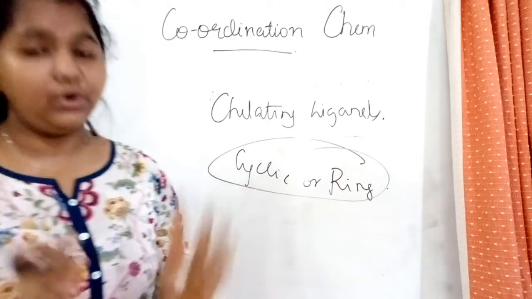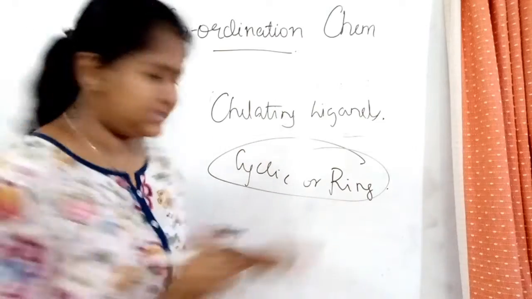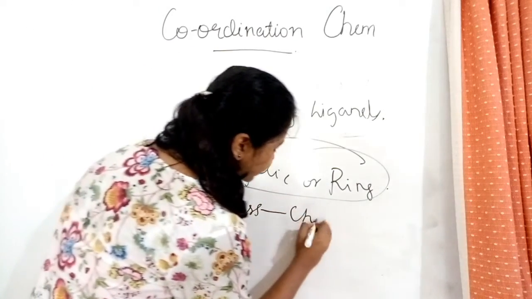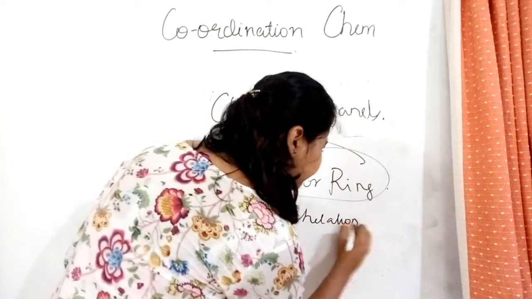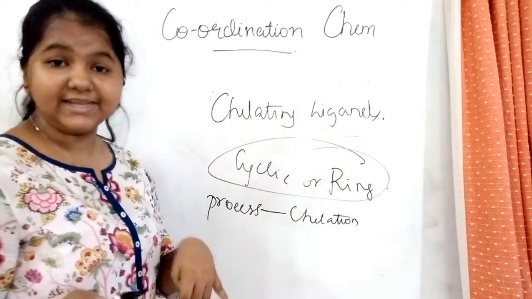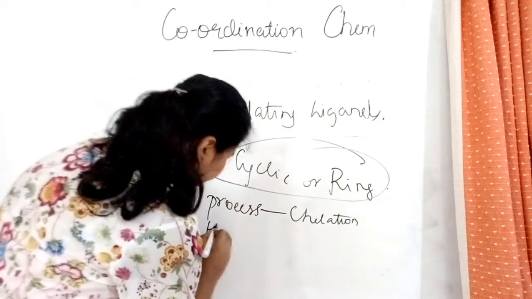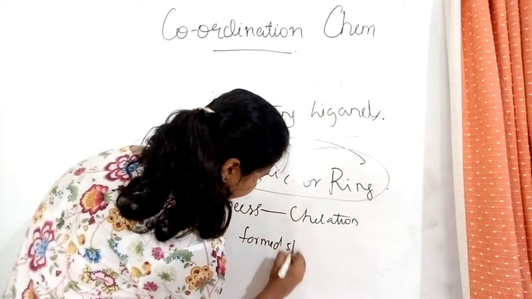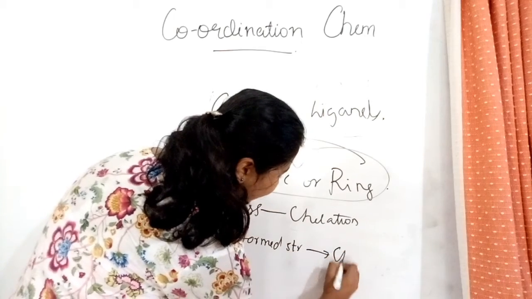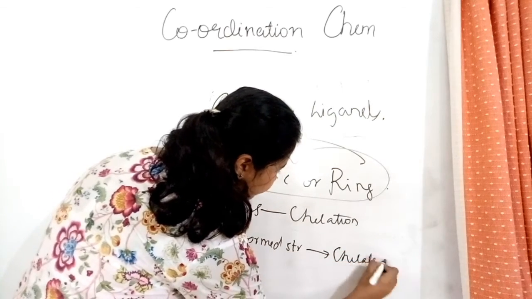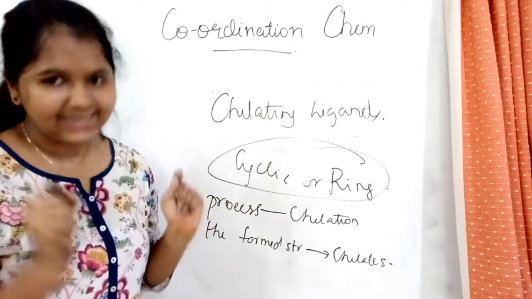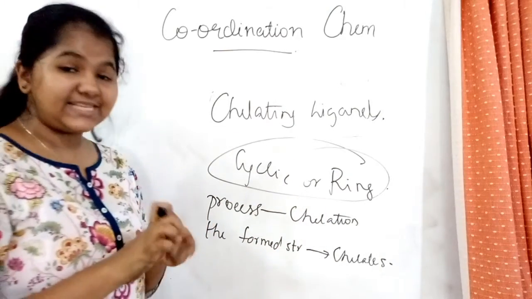Did I confuse you? The process is called chelation. Then what did we learn about chelates? The formed structure is called a chelate. And this kind of ligand is known as a chelating ligand. Okay? So now let's see an example.